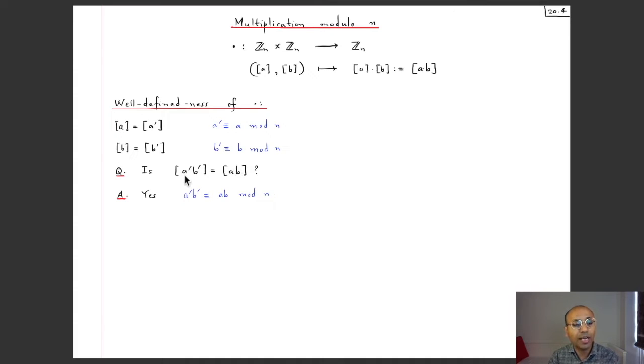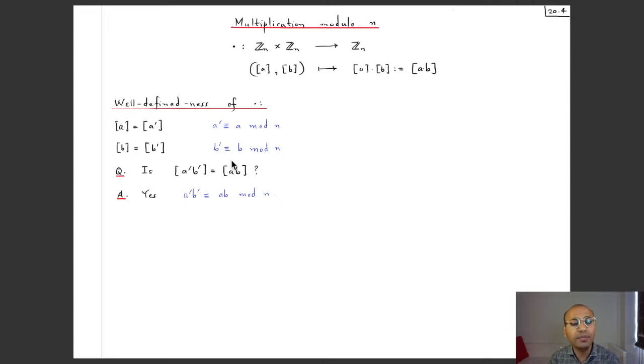Okay, so we have to check that A prime B prime is related to AB. That is, A prime B prime is congruent to AB mod n. So is this true? Well, since A and A prime belong to the same equivalence class, they are related. So we know that A prime is congruent to A mod n, and similarly, since B and B prime belong to the same equivalence class, B prime is congruent to B mod n. And then the question is whether these two together imply this.